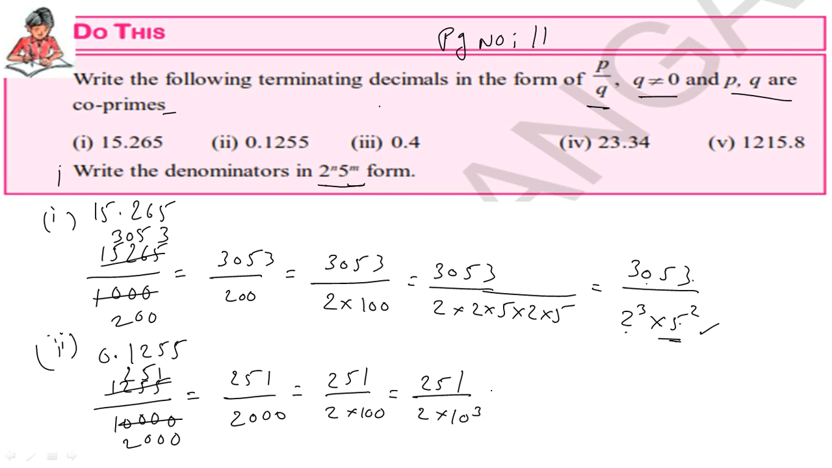100 into 10 is 1000. Okay. So 251 by 2 into 10 cube can be written as 2 into 5 whole cube, which is equal to 251 by 2 power 4 into 5 cube. So is it of the form 2 power n into 5 power m? Yes. And 251 does not have 2 or 5 as a common factor, so these two are co-primes.